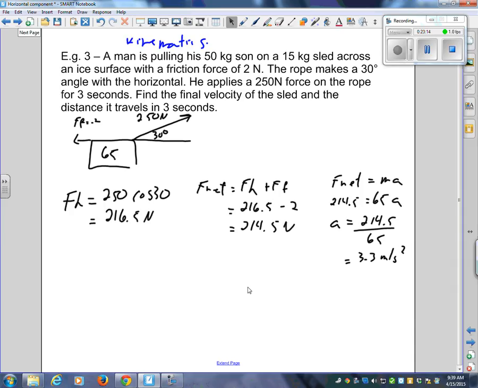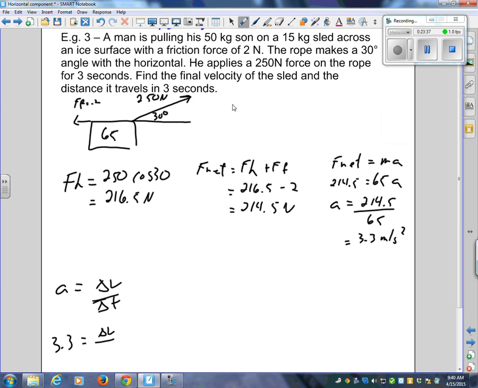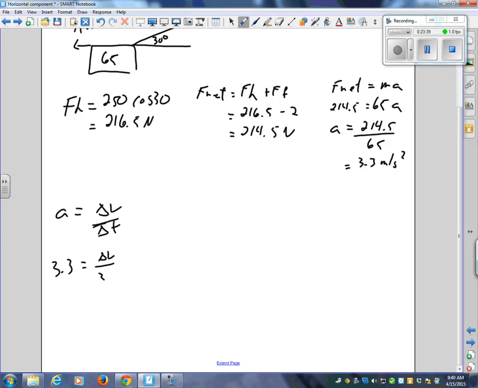Okay, how do I get from acceleration to final velocity? Remember this old gem? Delta V over delta T? What does the delta V stand for? Change in velocity. So my acceleration is 3.3. My delta V is what I'm solving for. What was my time? 3 seconds. 9.9 is my change in my velocity.